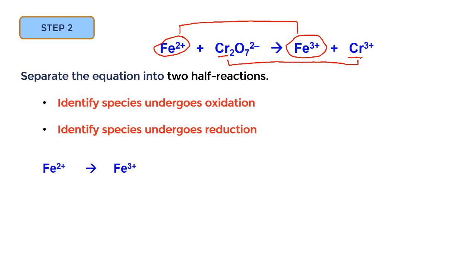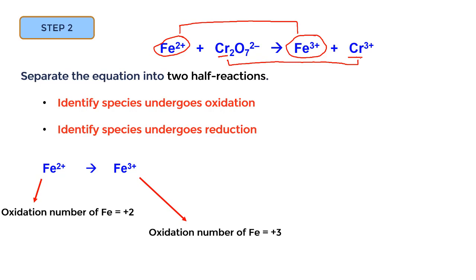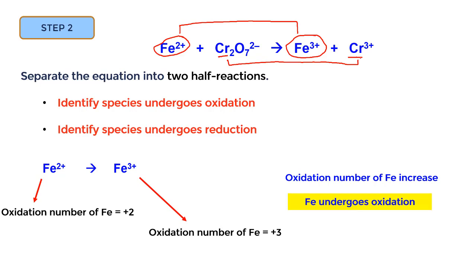Okay. In the first pair, where iron 2 plus converted to iron 3 plus, you can see the oxidation number of iron 2 plus is positive 2, while the oxidation number of iron 3 plus is positive 3. The oxidation number of iron increased. Therefore, we can say that the iron undergoes oxidation. So, I write here oxidation.